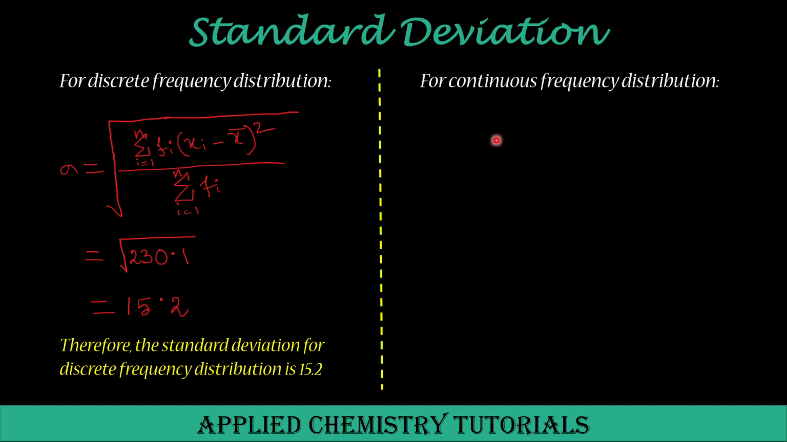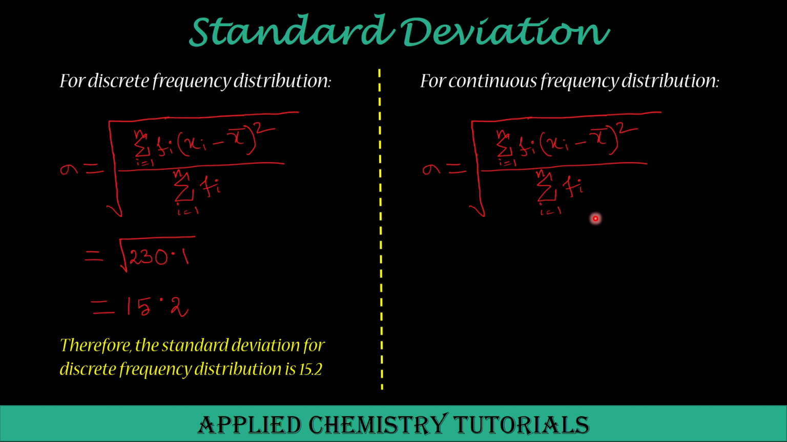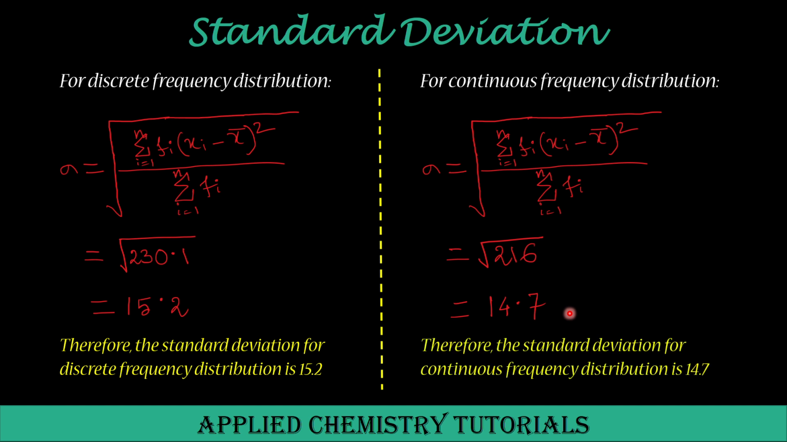Similarly, for the continuous frequency distribution, we can use the similar formula here, and we already have the variance, or sigma square value, which is 216. So sigma is the square root of the variance, and the square root of 216 gives us 14.7. So we can say the standard deviation for the continuous frequency distribution is 14.7.